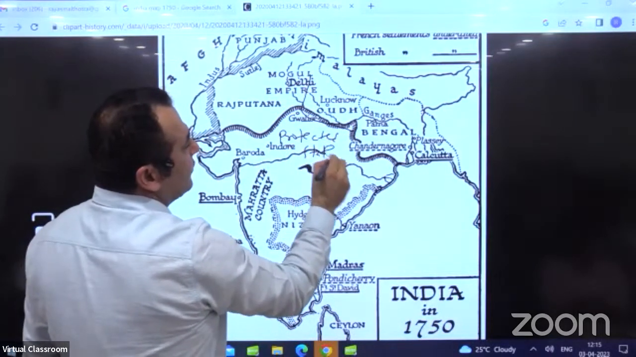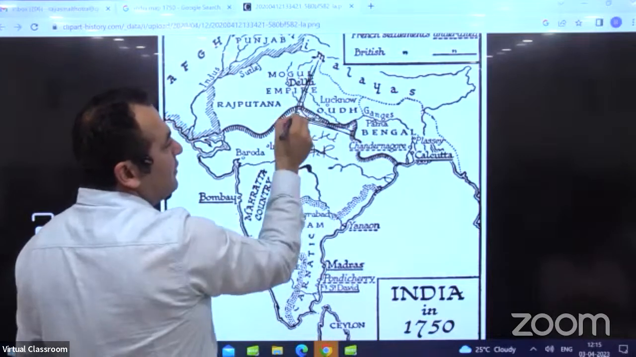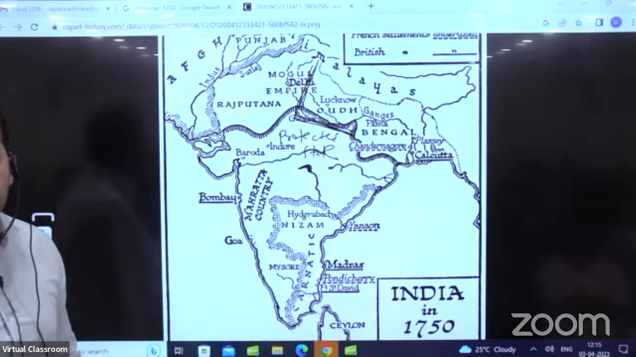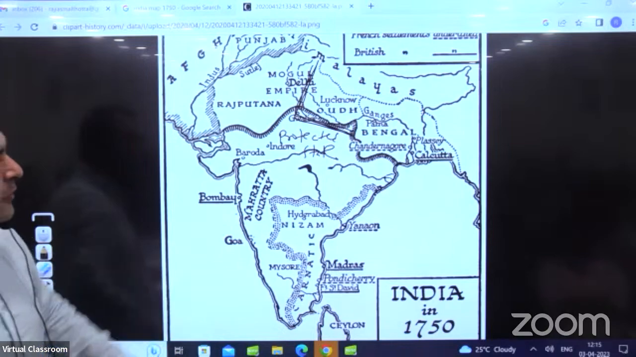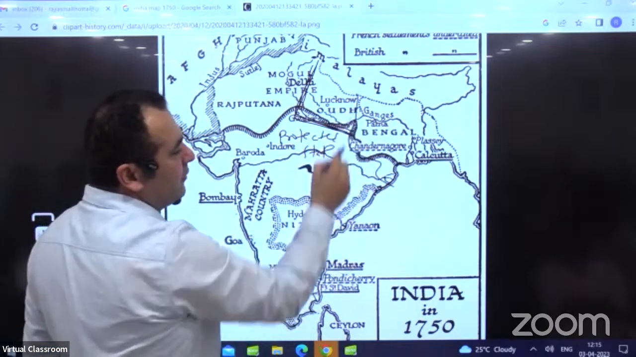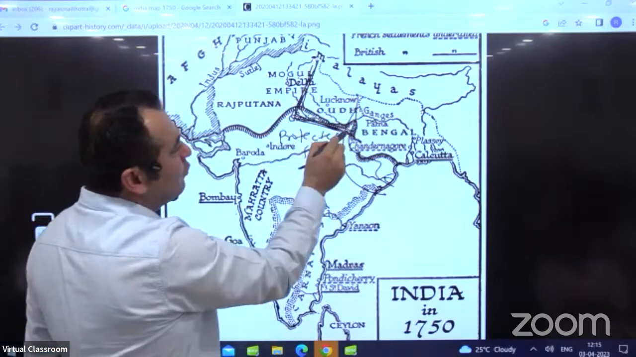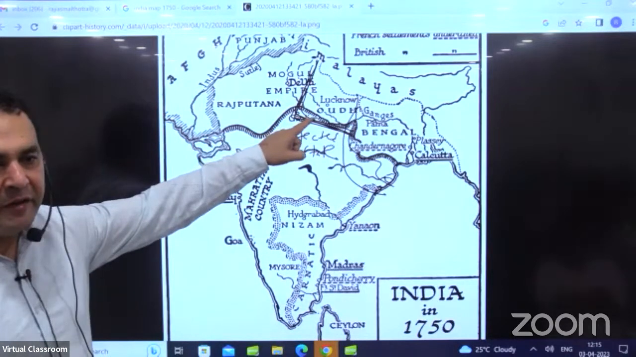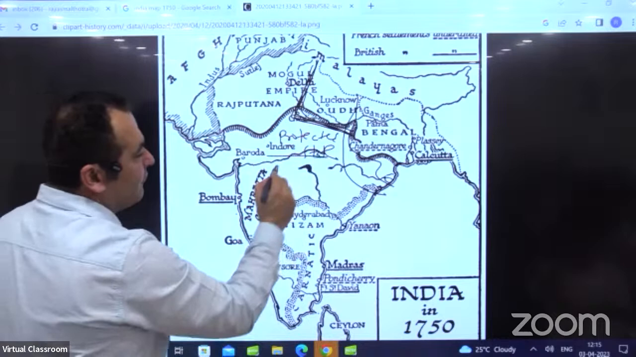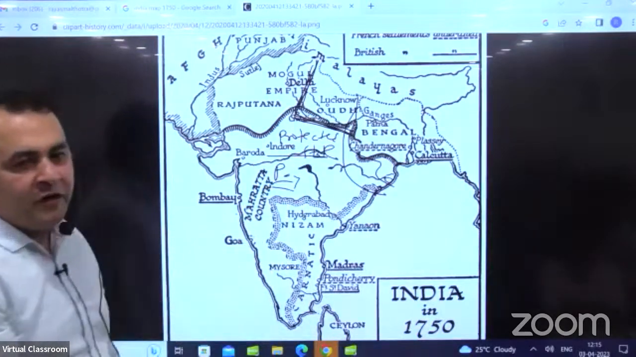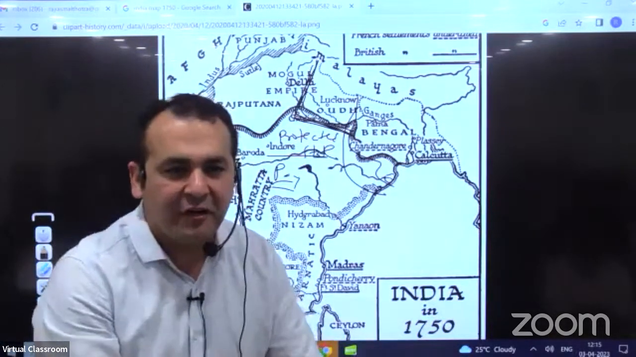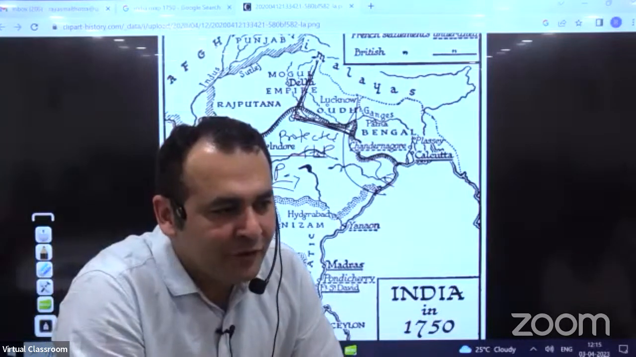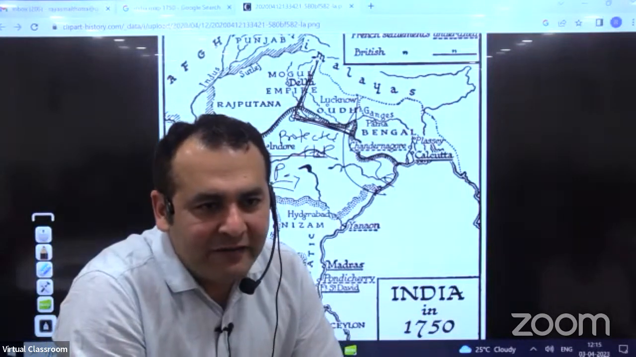Now, what is a protected state? British armies will be placed on your borders for your protection against any possible attack. On this side, it is already British territories. On these two sides, British army will be stationed. For this army, the British army, Awadh will pay. You know what we are doing? We are creating the British army by not paying for it. You will pay for it. We will have the army.